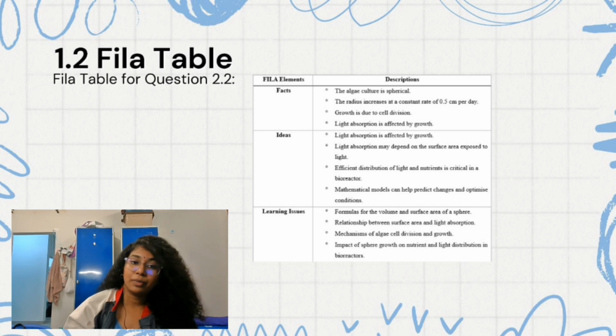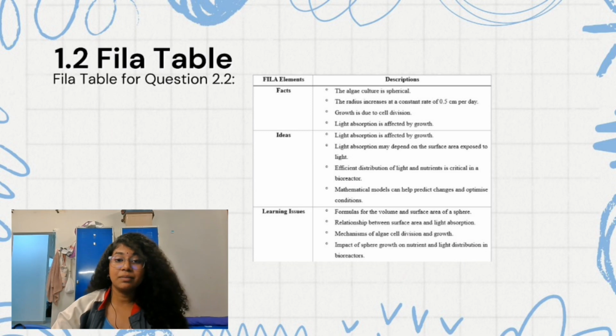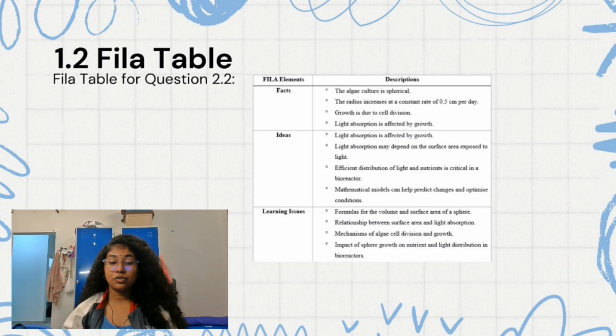Next, we are going to talk about ideas. Light absorption is affected by growth. Light absorption may depend on the surface area exposed to the light, and efficient distribution of light and nutrients is critical in a bioreactor. Then, mathematical models can help predict changes and optimize conditions.